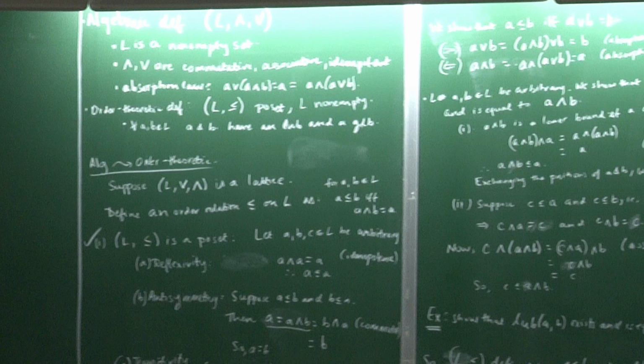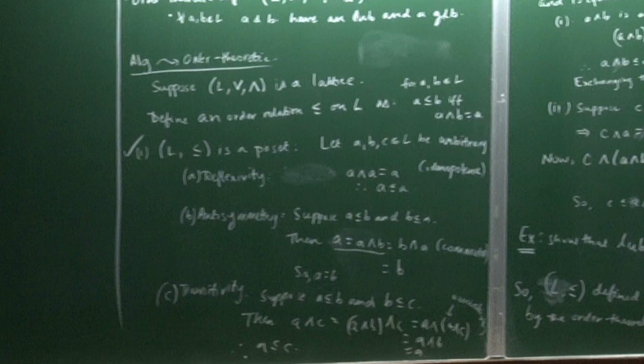Next, we have transitivity. Suppose that we have A is less than or equal to B and B is less than or equal to C. Then you want to show that A meet C is equal to A because that will show that A is less than or equal to C also, right? Okay, so you will start with A meet C.